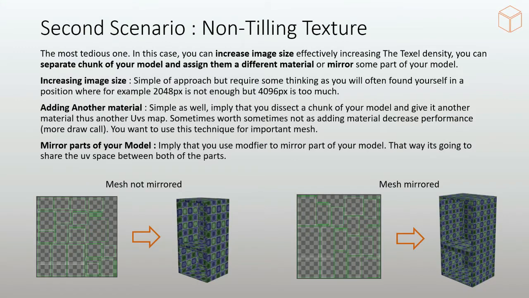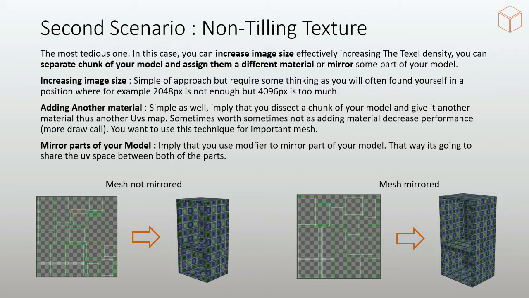Okay, so the second scenario is going to be when you have a non-tiling texture. Now, this one, in my opinion, is the most tedious one, but in this case, you have three options. First, you increase the image size. It's really simple, but it requires some thinking because you will often find yourself in a position where 2K is not enough or 4K is too much, but that's really effective.